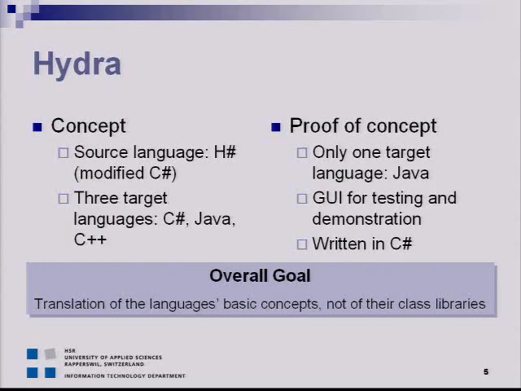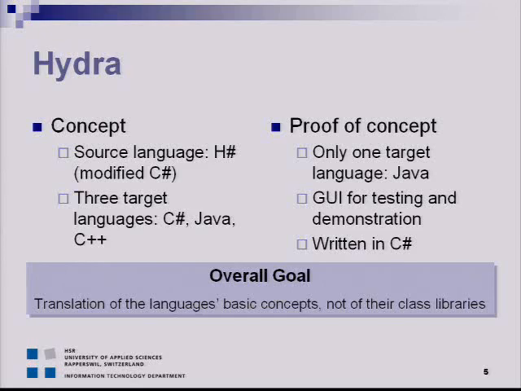Well, the concept introduces a new source language, A#. Basically, it is modified C#, but just to refer to it easier, we renamed it to A#, so people know at once, is it plain C# or is it simplified C# used in our project. We covered 3 target languages, C#, Java, and C++.